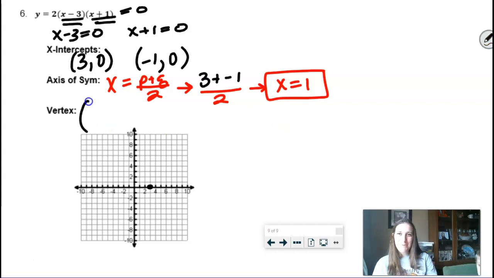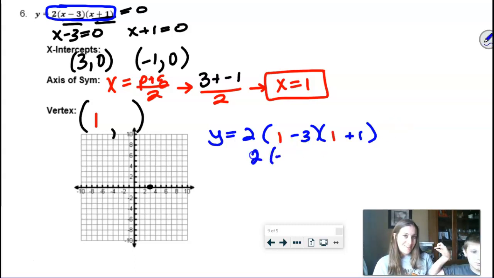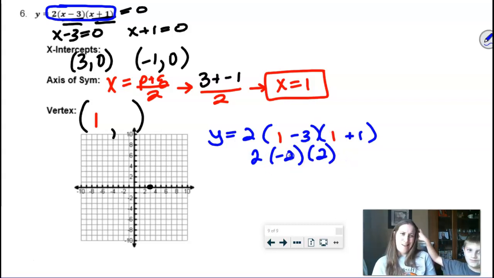All right. So as far as my vertex goes, the only thing I know for sure is that the x value of my vertex is a 1. So now I'm going to go back to my formula, the whole formula here. And I'm going to write down y equals 2. And then instead of all the x's, I'm going to plug in the 1 that I just found for all the x's. So that would be a 1 minus 3 and a 1 plus 1. All right, we got this. Ready? 2 times -2 times 2. That's -8. We just found out that y equals -8. That's the other part of our vertex.